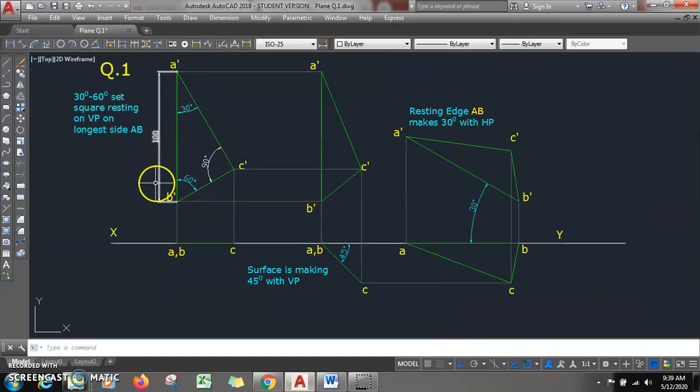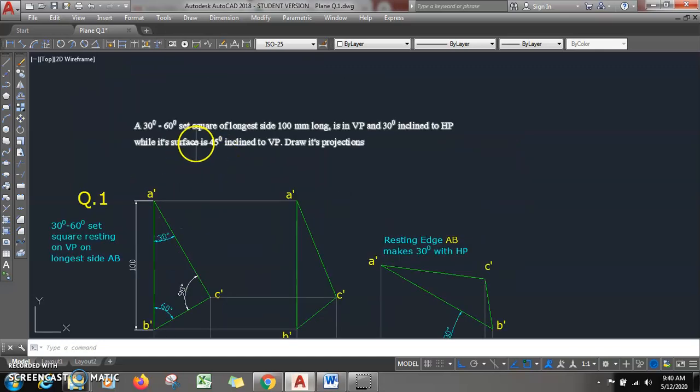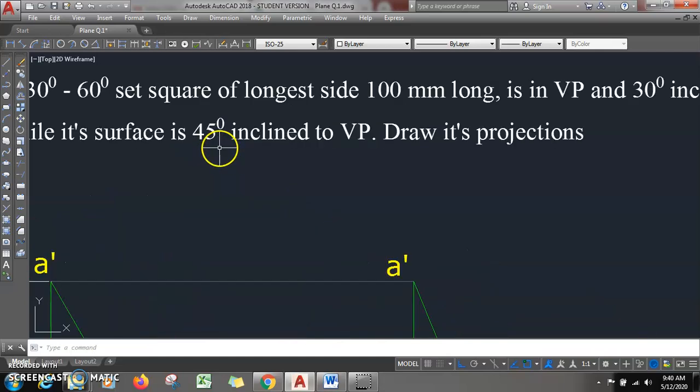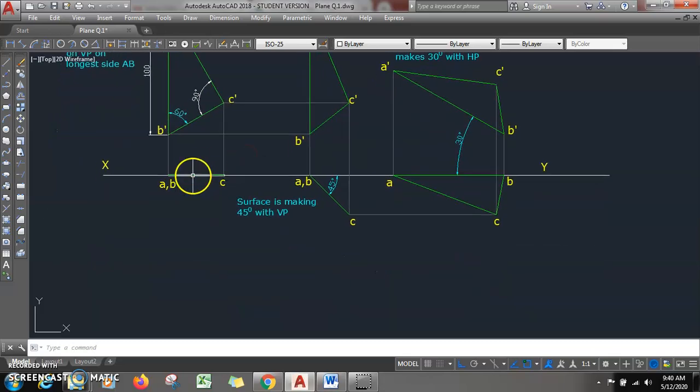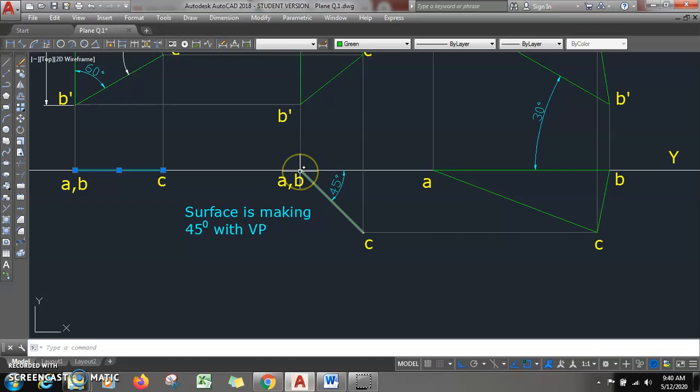Now this 30 degree set square is resting on VP on the longest side AB. In the next statement, what they have given is that the surface is making an angle of 45 degree. How can you draw this? Very simple. This line view will be copied from this location to this location. The line view is making an angle of 45. So this line which is copied here will be rotated by 45 degree by keeping point AB as the center point.